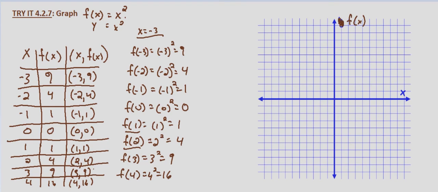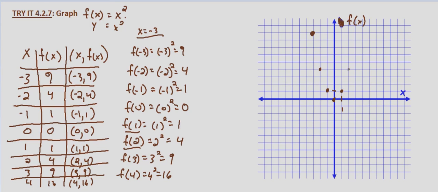So let's plot our points. We start off with (-3, 9). Let's keep the scale the same. So we start off with -3, 9: -3, 1, 2, 3, 4, 5, 6, 7, 8, 9. -2, we're at 4, so (-2, 4). -1, we're at 1. 0, we're at 0. And then it's in the same spots on the other side.